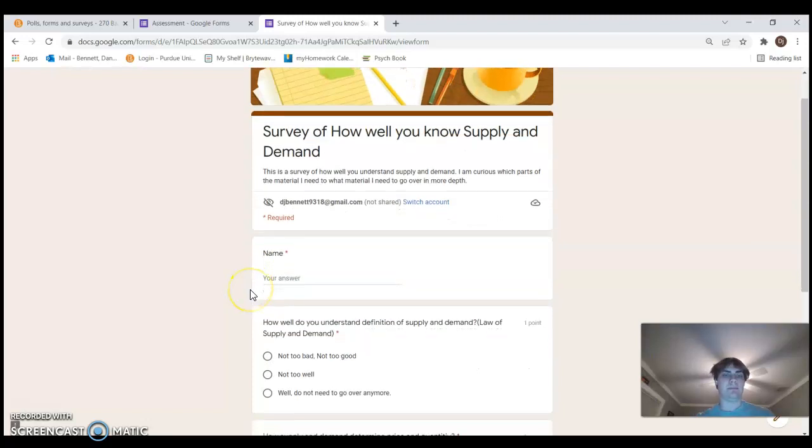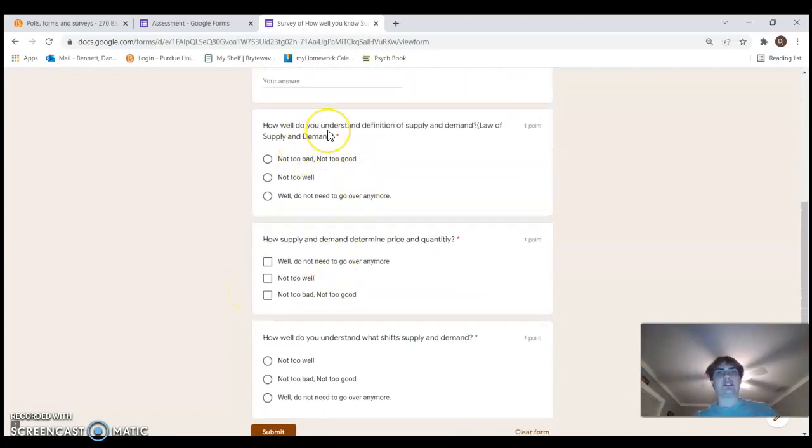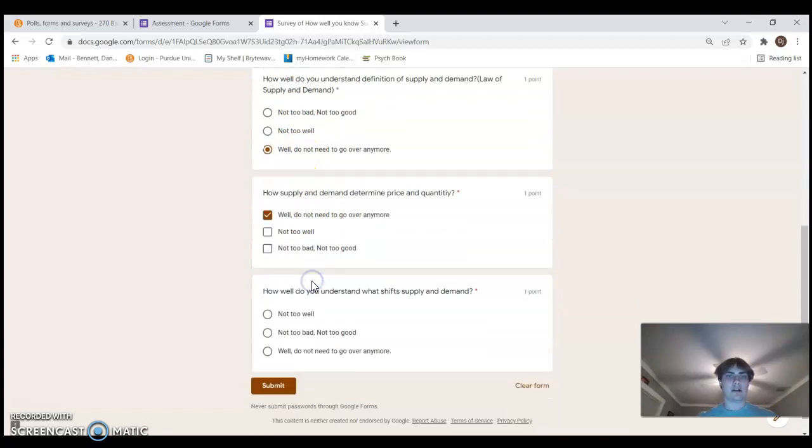So they're going to put their name and answer three basic questions. How well do you understand the definition of supply and demand? How supply and demand determines price and quantity? And how well do you understand what shifts supply and demand? So basically all they have to do is simply choose well, not too bad, not too good, submit.